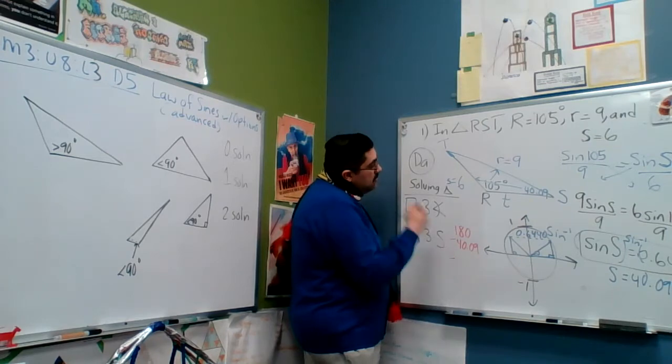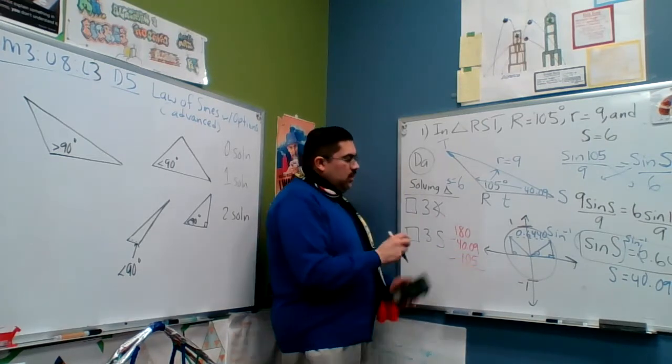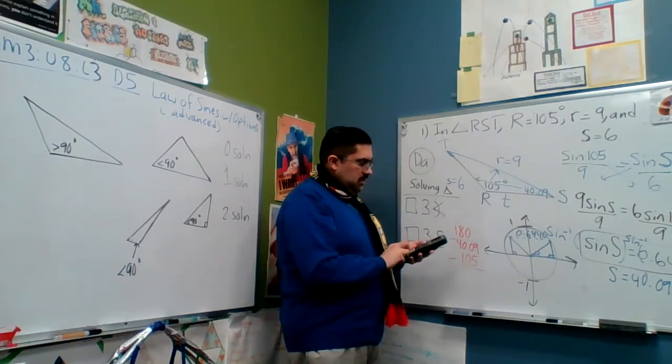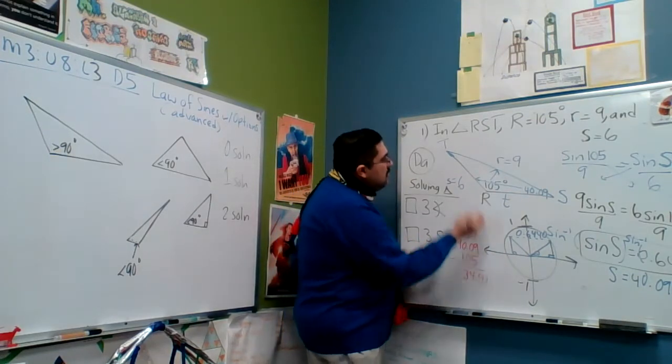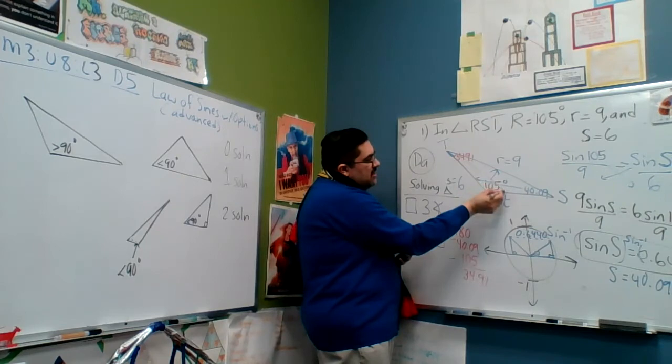At this point, I would be hearing some of you guys quick on the calculators. So do 180 minus 105 minus 40.09. I got 34.91. That would go up here, so 34.91. Okay, that should match up to little t.